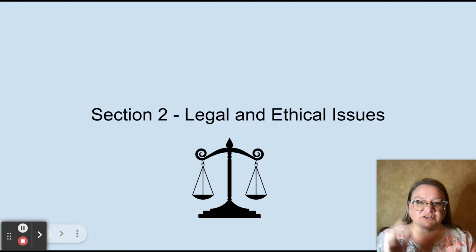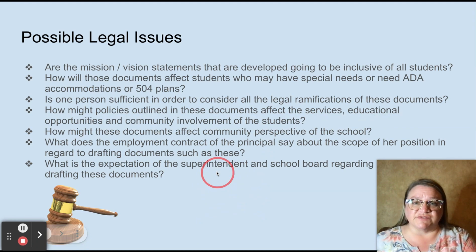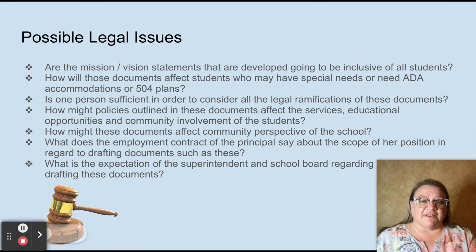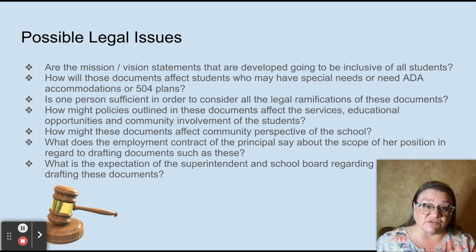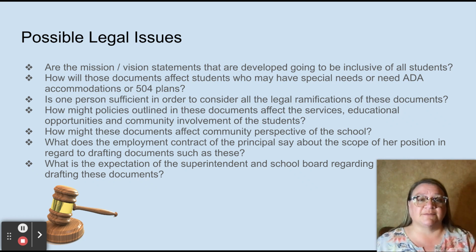Okay, so the next section is legal and ethical issues. So there are some possible legal issues to consider. First of all, are the mission and vision statements that are developed going to be inclusive of all students? And how will those documents affect students who may have special needs or are on IEPs or who need ADA accommodations or 504 plans? Next, is one person sufficient to consider all of the legal ramifications of these documents?